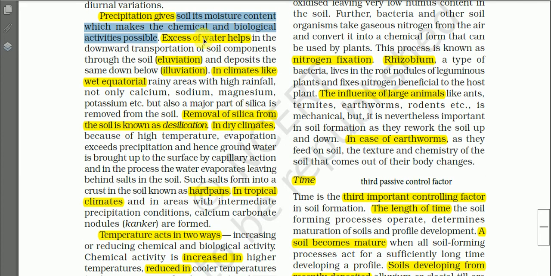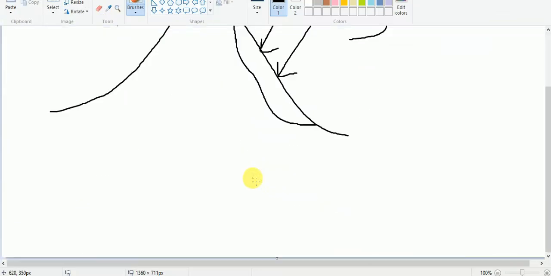Excess of water causes downward transportation of soil components through the soil, and deposits them further down. That is eluviation. When there is excess water in a region, there will be this transportation of the materials, which we call eluviation, and it may be deposited in a particular place, that is illuviation. So now let me show you. See here.